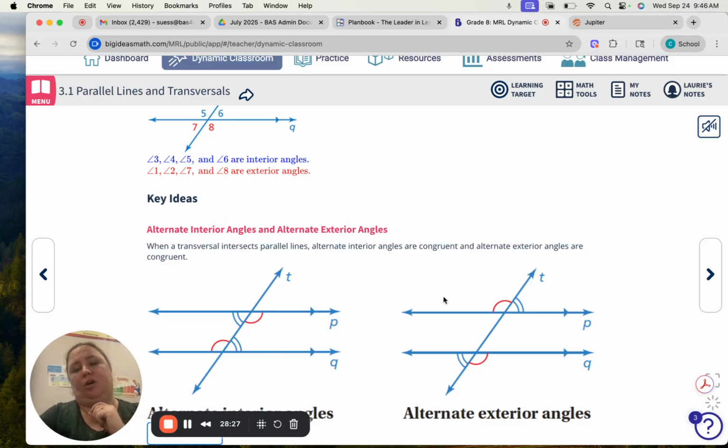Okay? Same with alternate exterior means they're on either side of that transversal again, but they're on the outside of your parallel lines. So see how we're outside the parallel lines now? But if you look at the diagonal, we're on one side here and the other side here. It makes sense because if you look at these, they make those vertical angles that we were talking about. They make the X's. Okay? So they're just showing you different ways we're labeling these so you know they equal each other in measure.